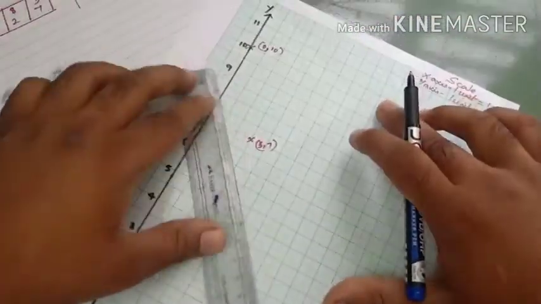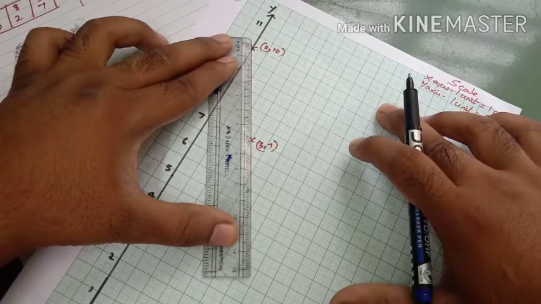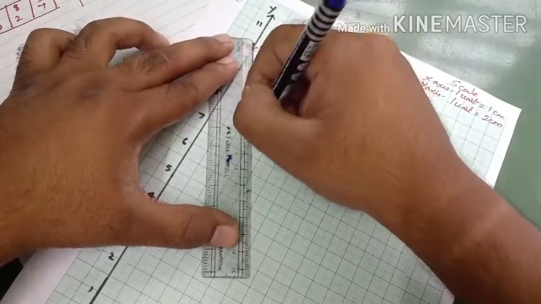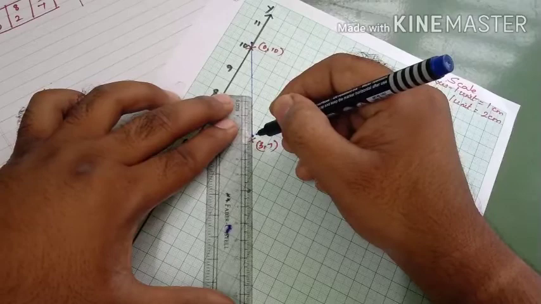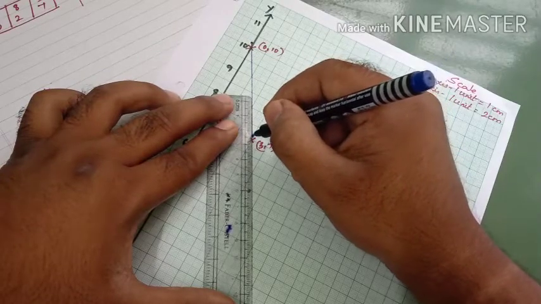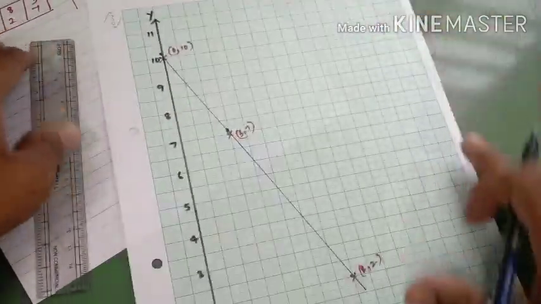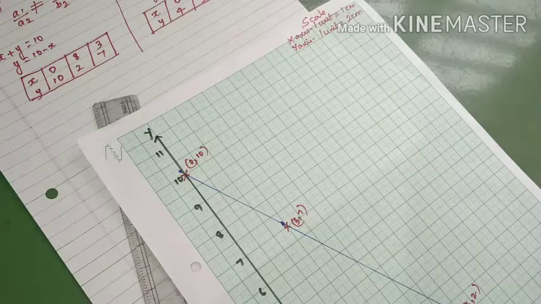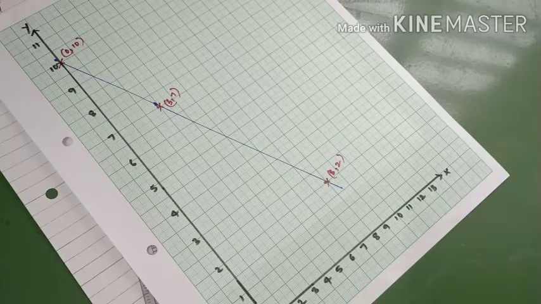So just keeping this, yes. So this is the required line of the equation x plus y is equal to 10. Always a linear equation is a straight line. We have got a straight line by taking 3 different points.